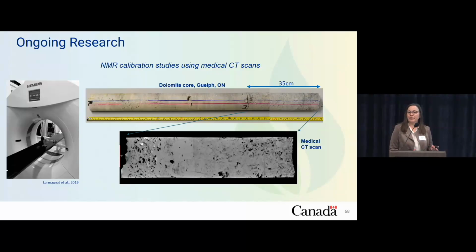This is an example of the Guelph dolostone cut right through the center of the core. So this is a cross-section of the core where the black dots represent pore space and the gray intervals represent the matrix of the core. And this allows us to measure total porosity continuously along the core surface.